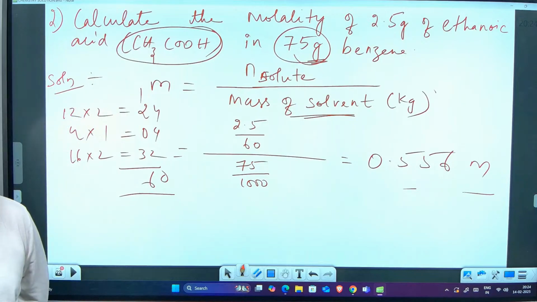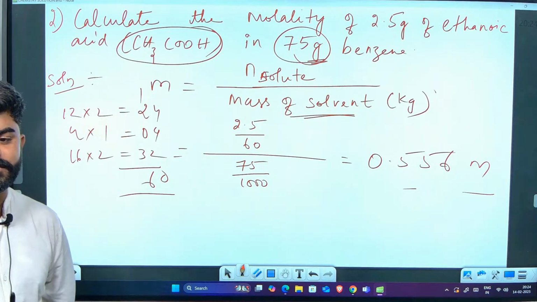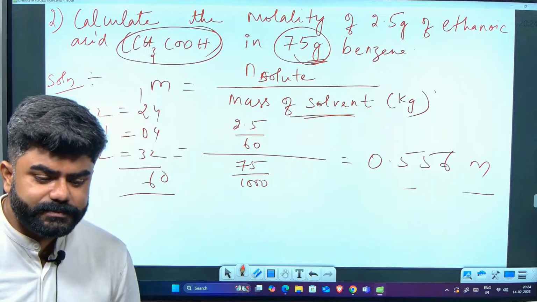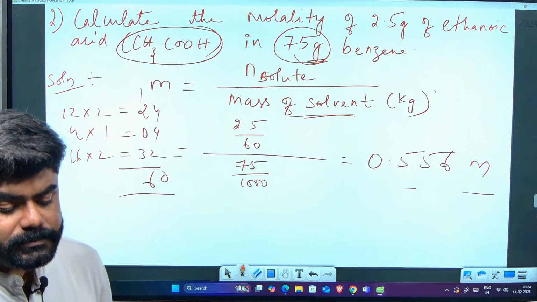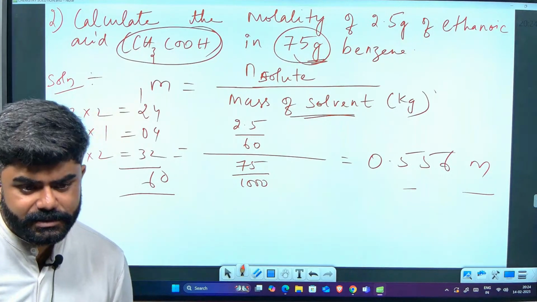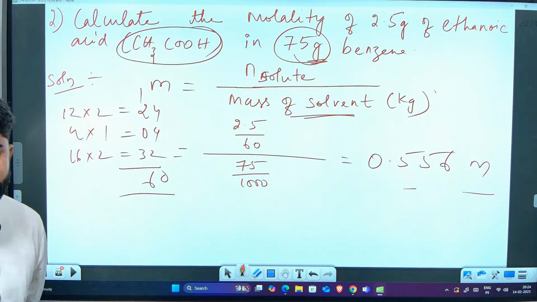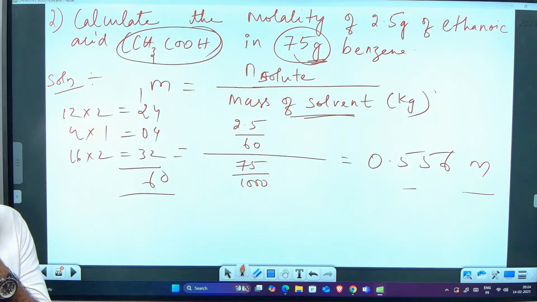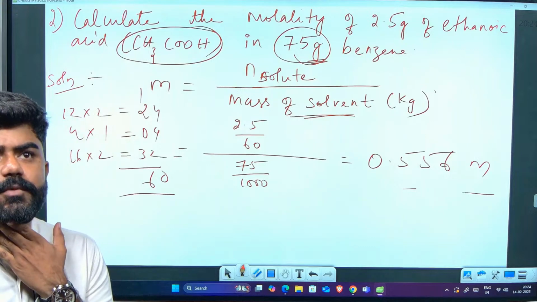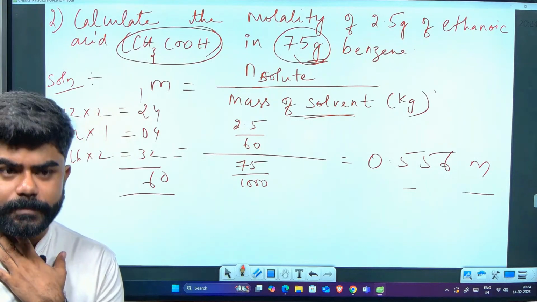Capital M or small m? Small m, I am saying molality is small m. The unit is mole per kg. Write it like that. Okay, shall we go to the next problem? Yes, take down.